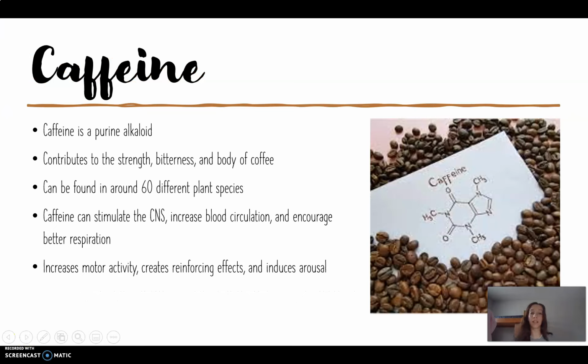So caffeine. Caffeine is a purine alkaloid. It contributes to the strength, bitterness, and body of coffee, and it can be found in around 60 different plant species. Caffeine can stimulate the CNS, increase blood circulation, and encourage better respiration, and it increases motor activity, creates reinforcing effects, and induces arousal. As we all know, it also plays a great part in keeping you awake and keeping you active. It energizes you and pushes you to get through the day.